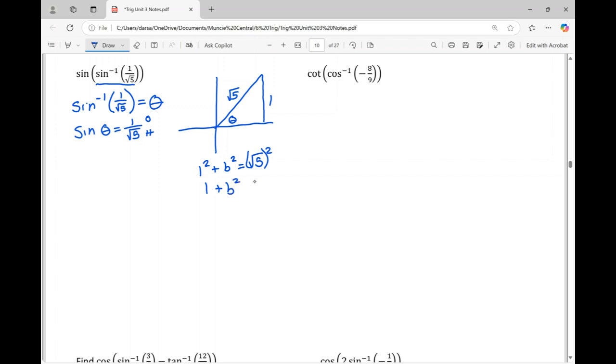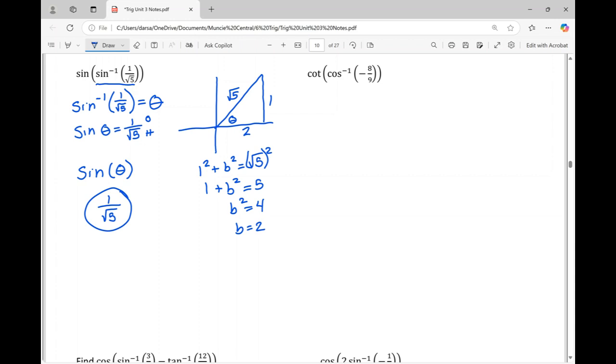So 1 plus b squared is equal to 5. B squared is 4, so b is going to be 2. And then we just double check, do we need any negative signs? Since all of these are in the first quadrant, we don't. Now I want to know, what is the sine of that sine inverse? So that's like saying, what is the sine of theta? So opposite over hypotenuse. So in this case, sine inverse cancels with sine. But you have to be careful, it's not always that case. Let's try the next problem.